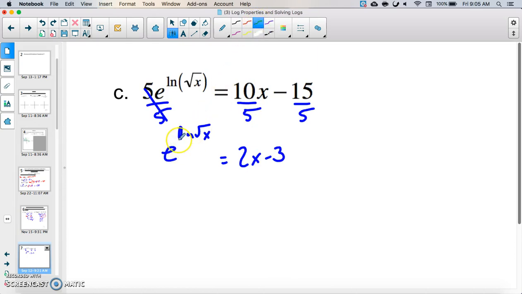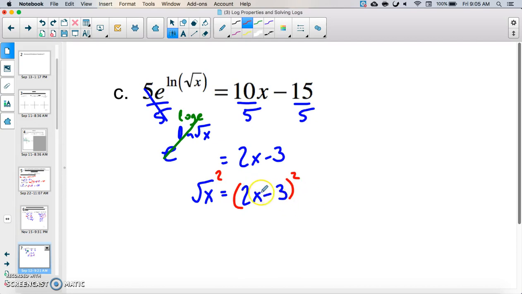Then we learned last class that natural log is the same thing as log base e. So this e and this e match, so we can get rid of these. So we're just left with root x equals 2x minus 3. So if we want to get our x's isolated, we need to get rid of this root. So I'm going to square both sides.